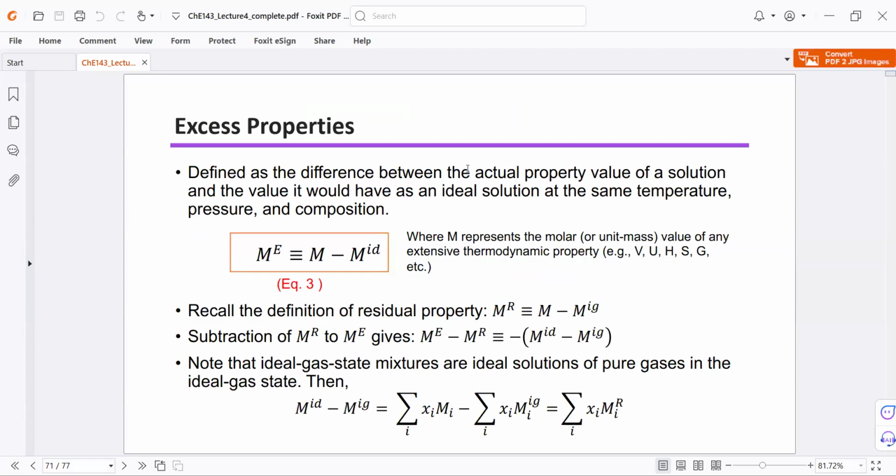And what's the point of calculating the excess property? Again, this is important to us because excess properties refer to the deviation of a real solution from an ideal solution, and therefore we can use it to measure real solution properties. Okay, so that's why it's important to us.